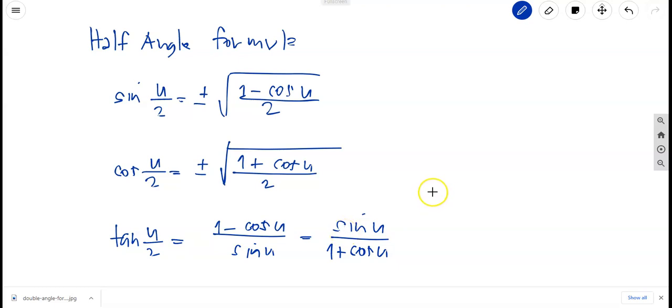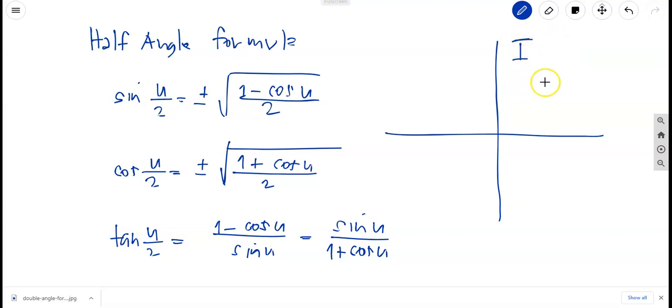When choosing the half angle formula, we choose either a positive or a negative value, depending on which quadrant it lies on. So going back to the signs of the trigonometric functions: in quadrant number 1, all of the functions are positive. Cosine is positive, sine is also positive, therefore tangent is positive because tangent is sine over cosine.